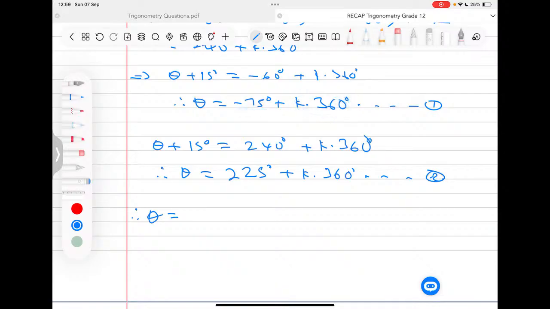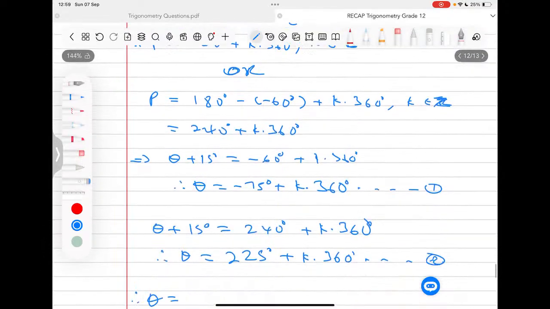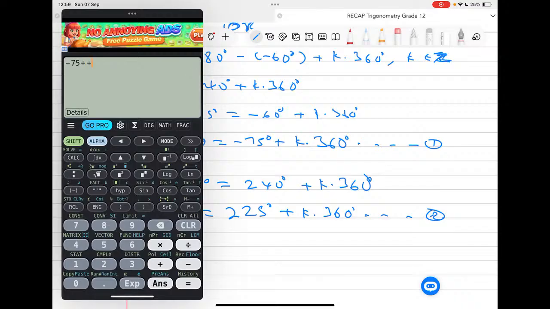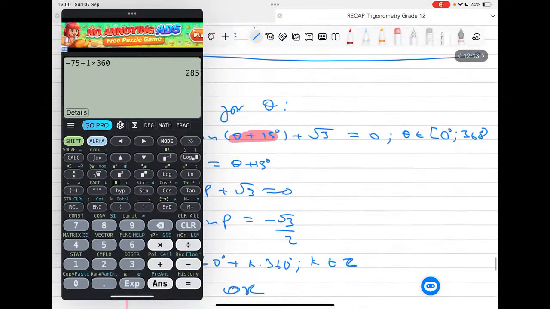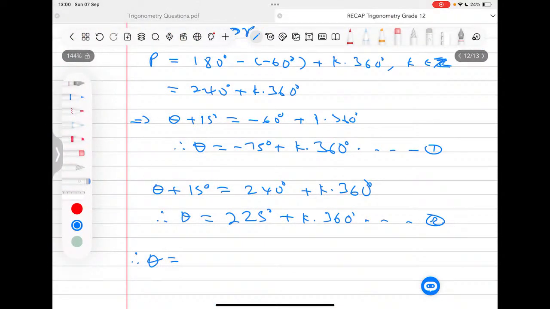I get a -75, right? Do you see that -75 doesn't fall within this interval? So it means -75 is not a solution. But if we try, let's say 1, if we put 1 here, I'm then going to have -75 plus 1 times 360. 1 times 360, that gives me 285. If you look at 285, it falls within this interval, right? So it means theta is going to be 285 degrees as my solution, right?